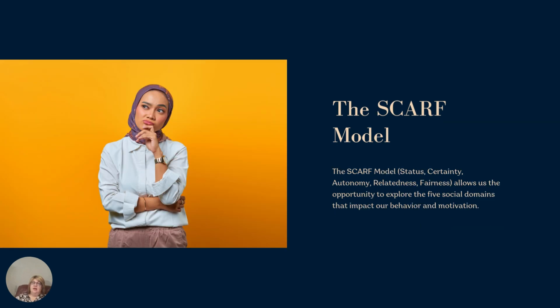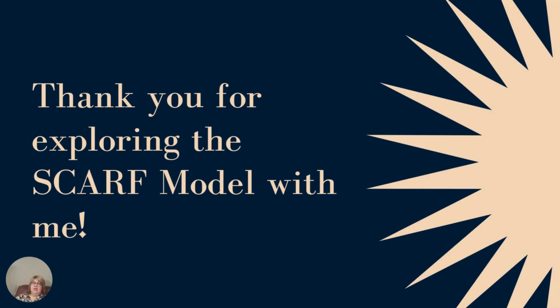So the SCARF model, now we're going to take the test. So remember these 5 components. The SCARF model is status, certainty, autonomy, relatedness, fairness. And this allows us the opportunity to explore the 5 social domains that impact our behavior and our motivation.